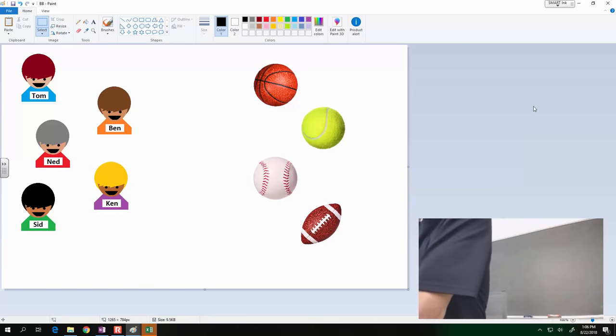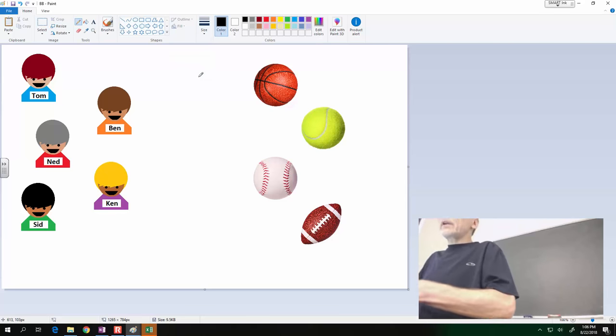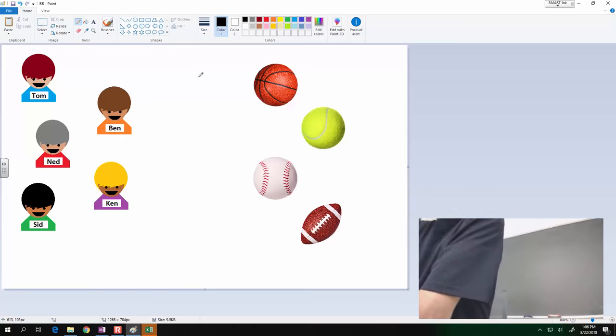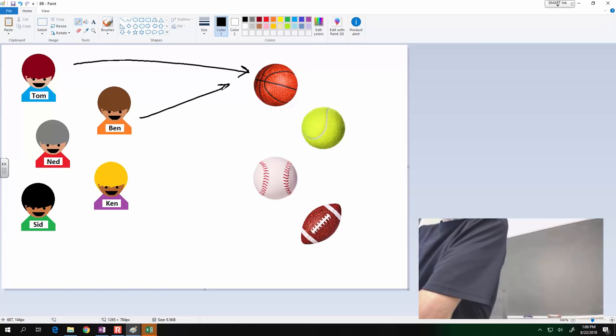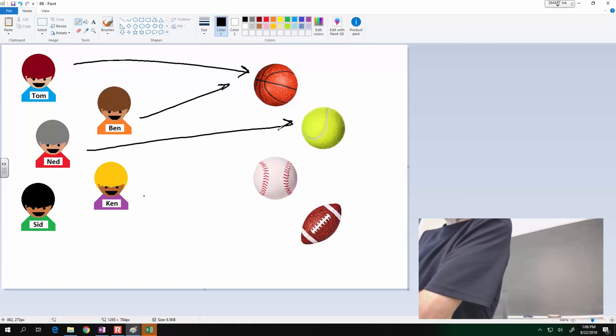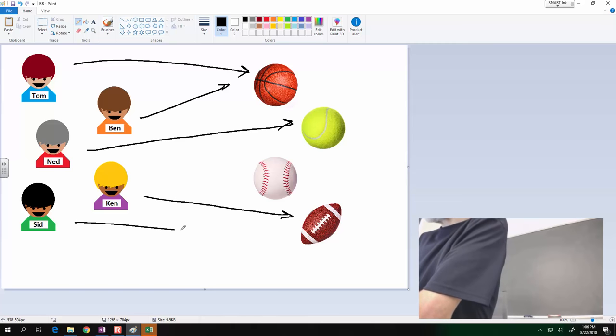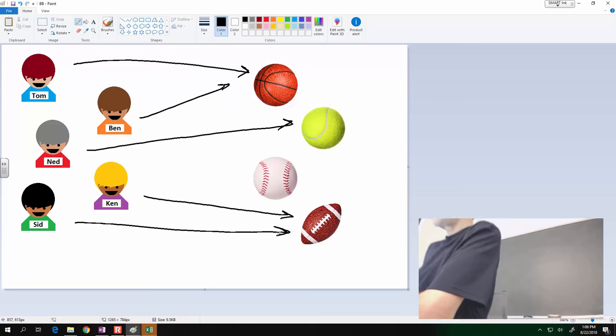So, the favorite game of Tom is basketball. Okay, and so is Ben's. Okay, and Ned plays tennis. And Ken and Sid play football. Okay.